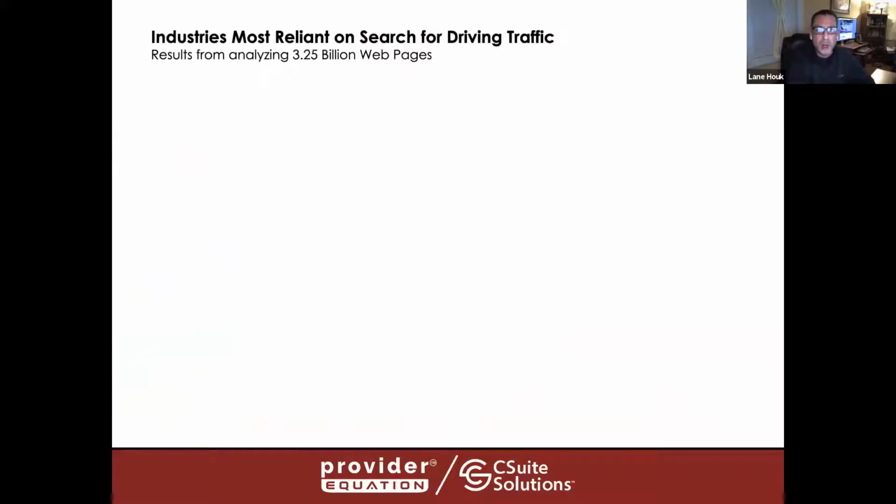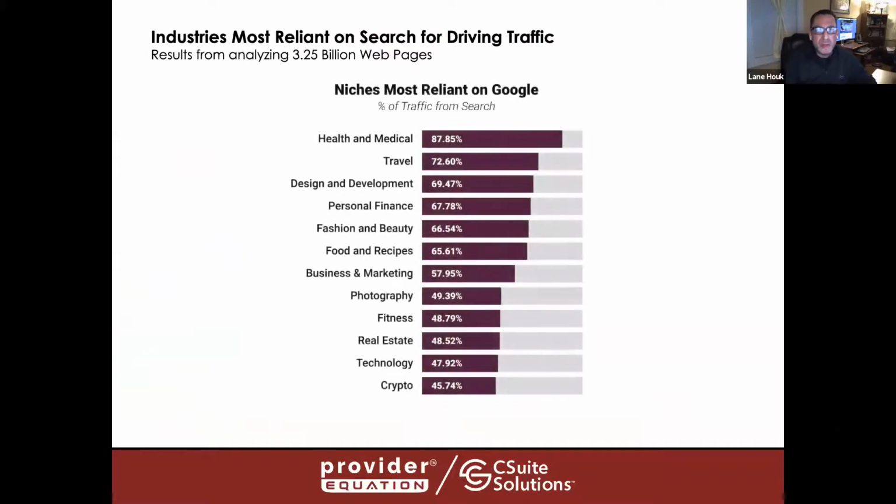And really, here's why. If you look at the industries most reliant on search for driving traffic, health and medical is number one across all industries in terms of it being most reliant on Google in terms of its percentage of traffic from direct search. And really, if you think about it logically, it makes sense. People are making a decision about their healthcare. They're making a decision for their children, for themselves, for a loved one.